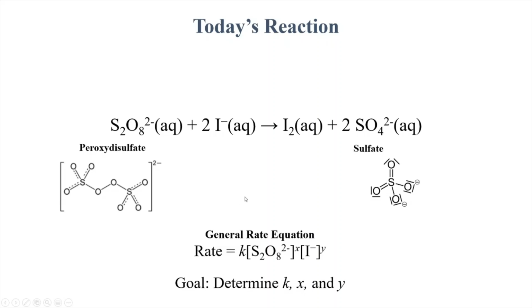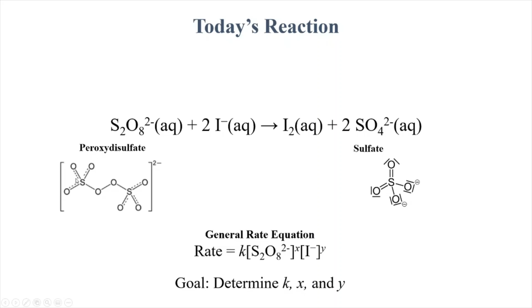Okay, so let's look at today's reaction. In today's reaction, we're going to be setting up what we call the clock reaction. In the clock reaction, we have peroxydisulfate, which is this compound S2O8 2-, and it reacts with iodide, I-, to give iodine in solution plus 2 sulfates in solution, and sulfate is SO4 2-.